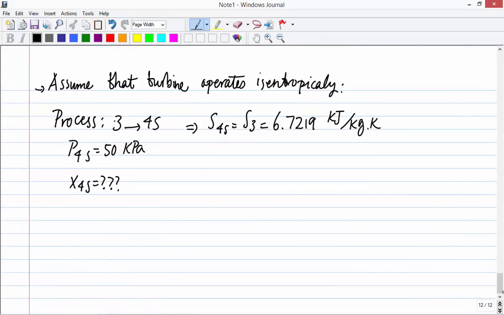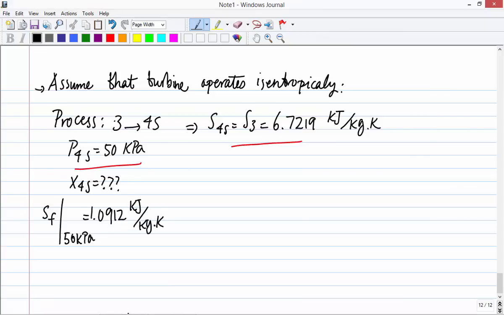So let's come back. Don't be happy, because we have not done any of those yet. But we will anyway. So I have entropy and I have the pressure. I need to go to the table and find some stuff. I need to find the entropy at the saturated liquid phase at this pressure. This is the entropy, kilojoule per kilogram Kelvin.